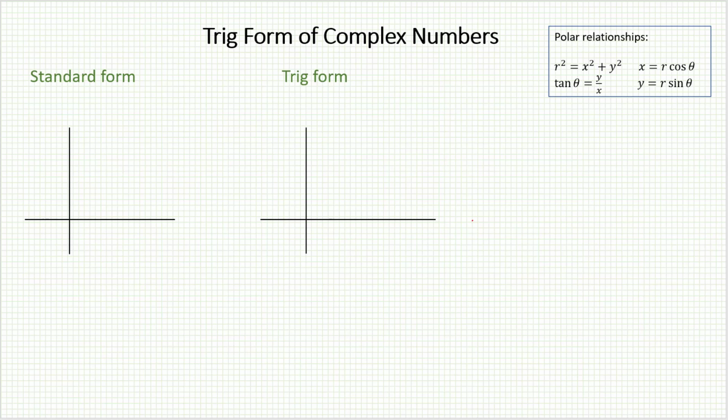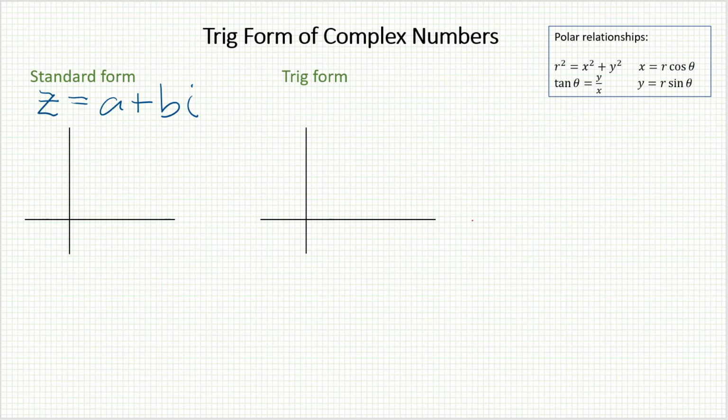Trig form of complex numbers. We'll use the letter Z to stand for a complex number. The standard form is simply a plus bi. i is the square root of -1. a and b are just regular numbers.